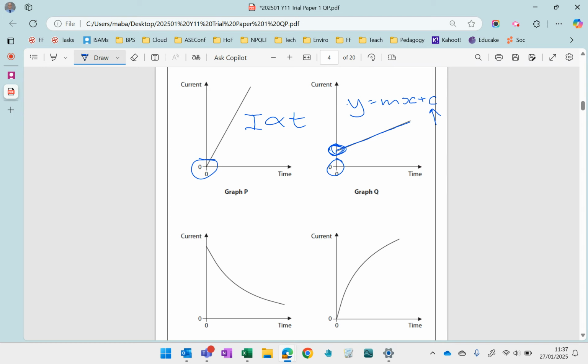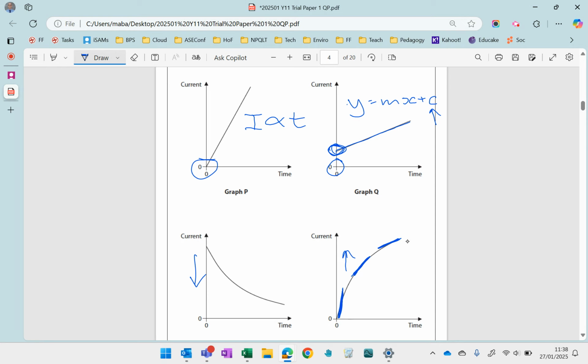And then moving on to the other two, if you look in this graph, then current is increasing, and if you look in this graph, current is decreasing. So in this one, current is increasing, but at a decreasing rate. So at the beginning, it's increasing quickly, and then not so quickly, and then it's still increasing, but not by very much at all. So current is increasing, but at a decreasing rate.